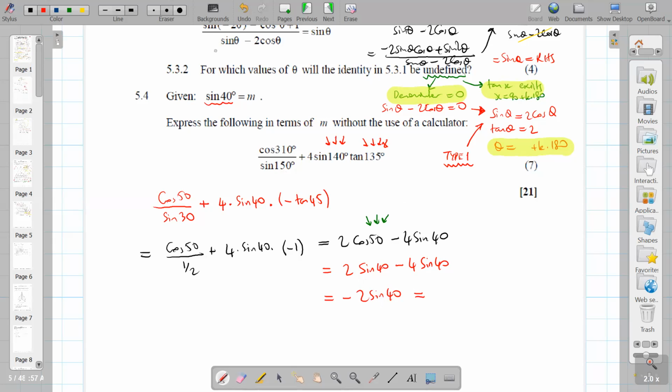That's it. It wasn't really bad in terms of double angle or compound angle, nothing. It was just some substitutions. We didn't even apply any double angle. Just substitution with some special angles, and you got the answer.